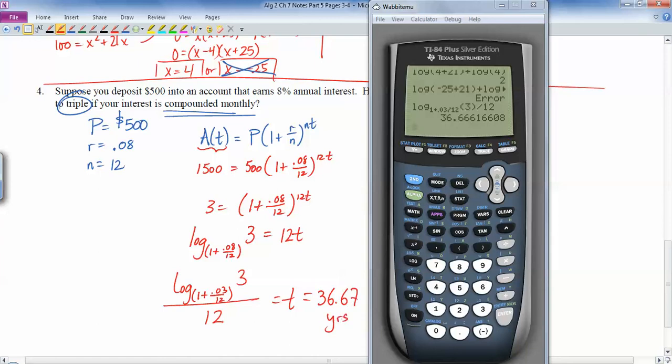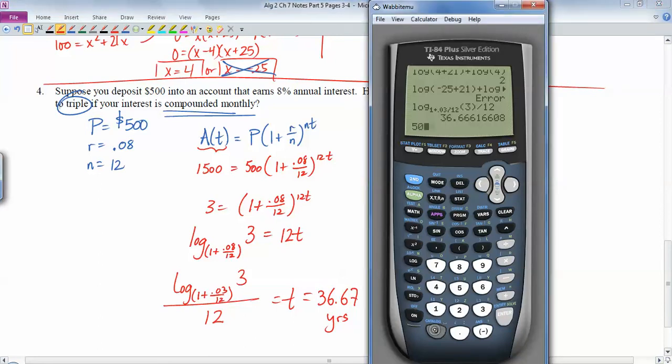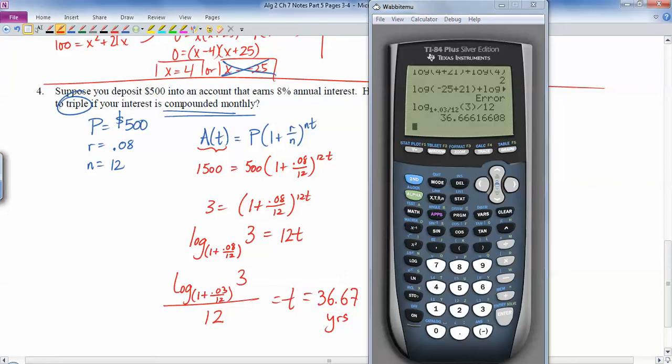Let me make sure that works. Nope. Did I mess this up somehow? What did I do? I don't know. Let's check it. So if we do 500 and then 1. Oh, I know what it is. I did 0.03 instead of 0.08. This is an 8. Okay, let's try this.